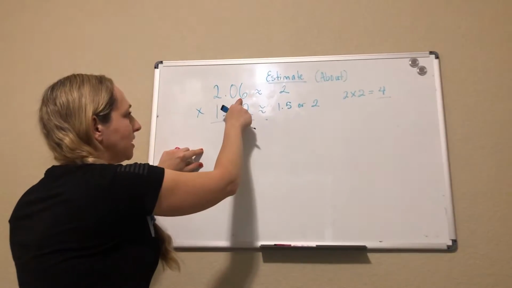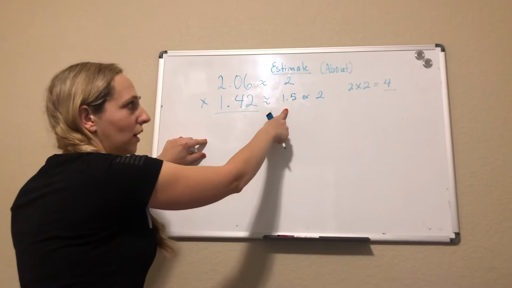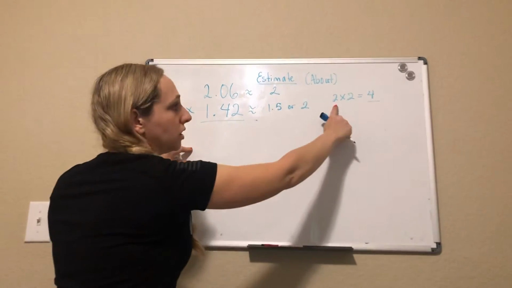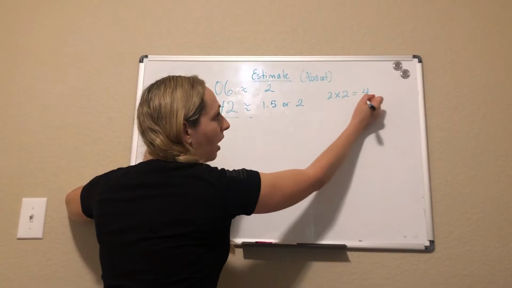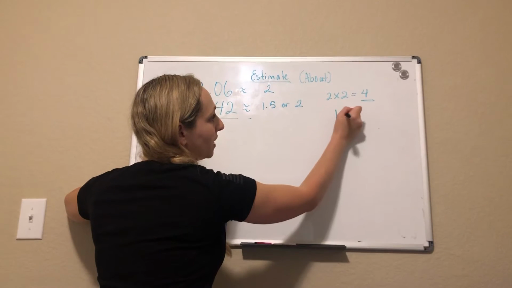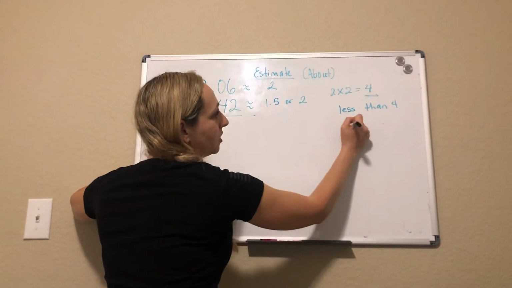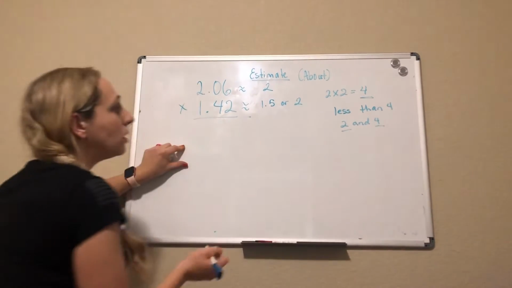So 2 and 600ths is about 2, and 1 and 4200ths is about 1.5, or if we wanted to round up some more, it would be 2. We know that 2 times 2 is 4, so our answer should not be more than 4. In fact, it should be less than 4, or somewhere between 2 and 4. So if our answer is between 2 and 4, we're being reasonable.